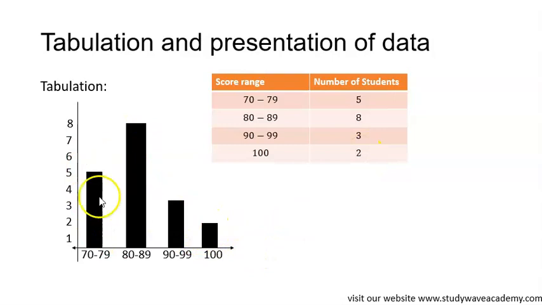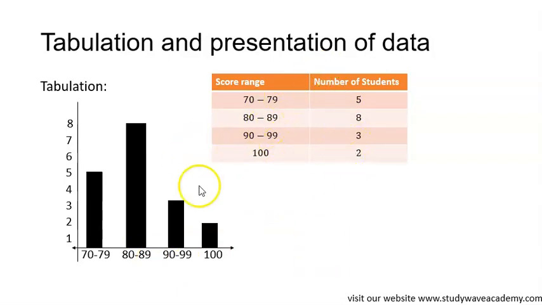So this is how you represent your data in this tabular form in a bar graph. Okay, this is called a bar graph. You can see the frequency here, right? The highest frequency here is 80 to 89. Then next is 70 to 79. Next is 90 to 99. And next is 100. Do you understand? So this bar graph provides a clear visual representation of the distribution of the exam scores in the class.